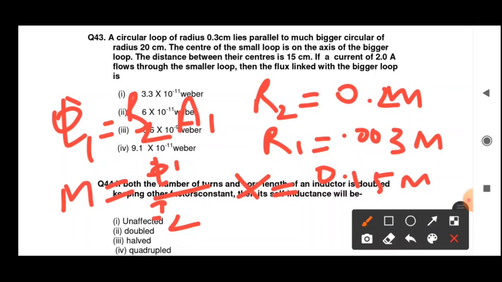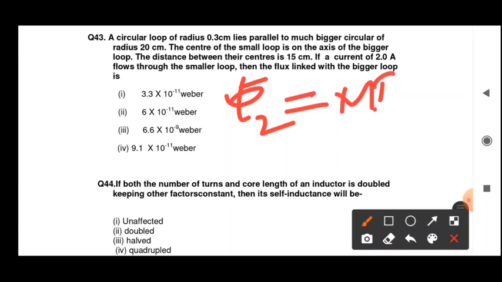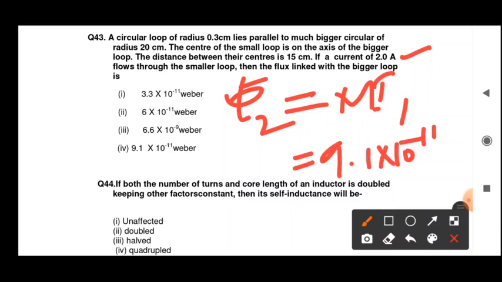So for phi 2, we have to find out the flux linked with the bigger loop. For this one, this will be equal to M into I1. As the current I1 is given already in the smaller loop, and M just now I have told you how to find out. So if you use the formula for M and then you put the value of I1, then it is obtained as 9.1 into 10 power minus 11 Weber. So it means our last option will be correct.